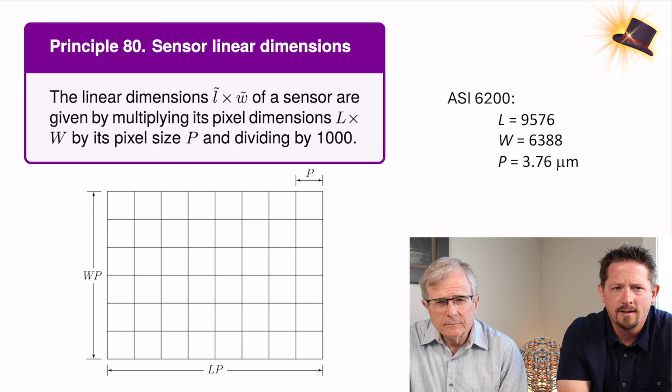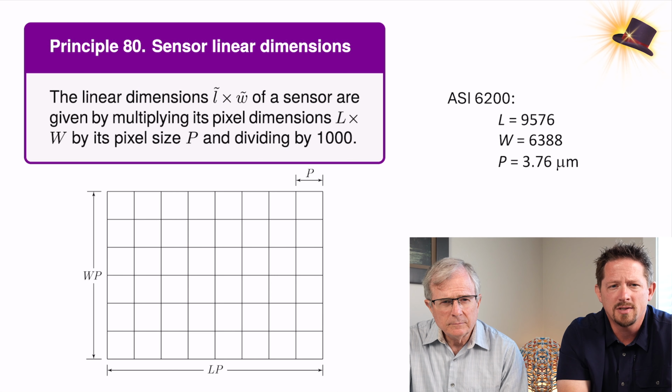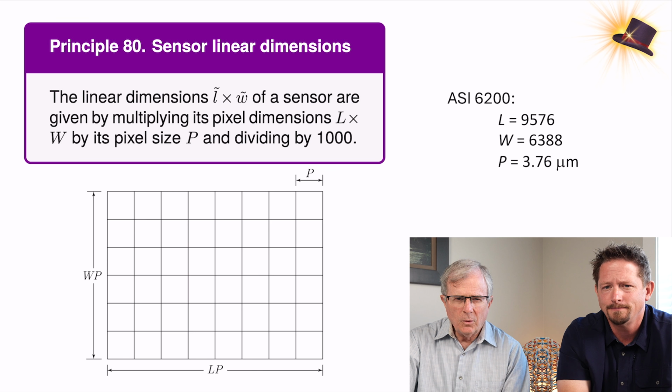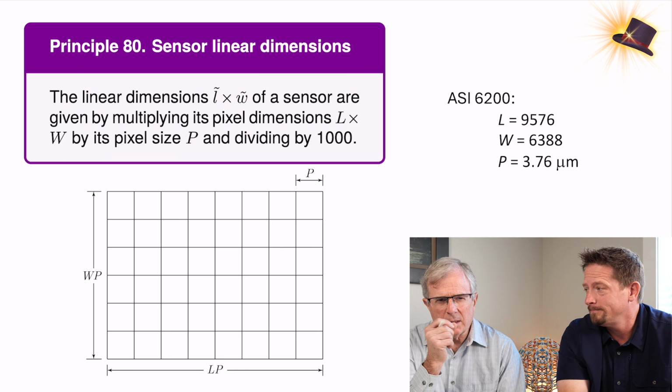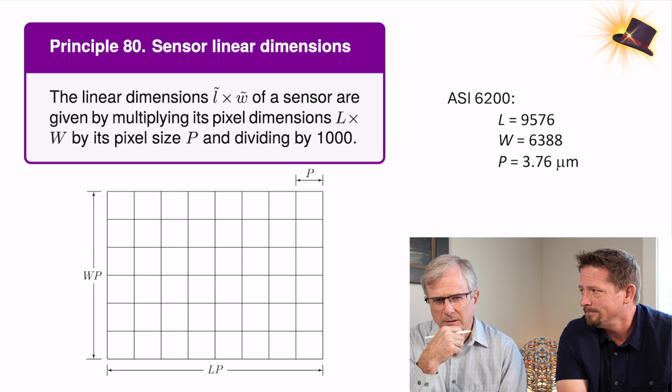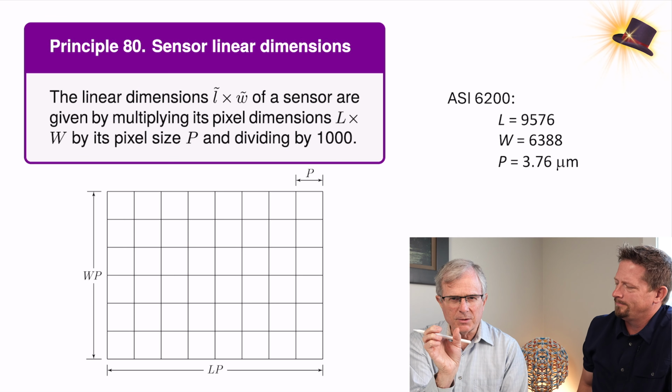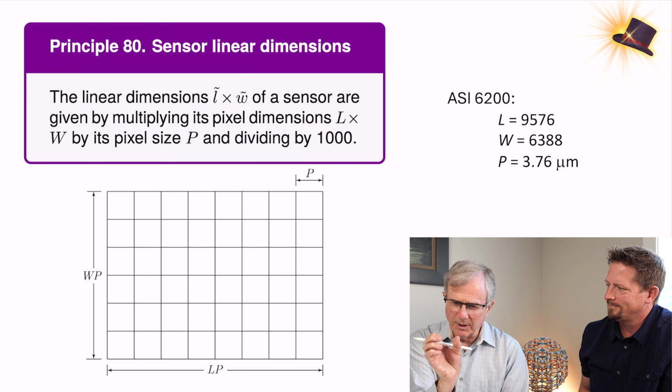Easy. Principle 80, sensor linear dimensions. The linear dimensions of a sensor are given by multiplying its pixel dimensions, length times width, by its pixel size, P, and dividing by 1,000. So why the 1,000? We're asking now about the linear dimensions of a sensor. The sensor is just a little window, and how far across is it in the horizontal and the vertical directions? That's what we're talking about here, the linear dimensions.